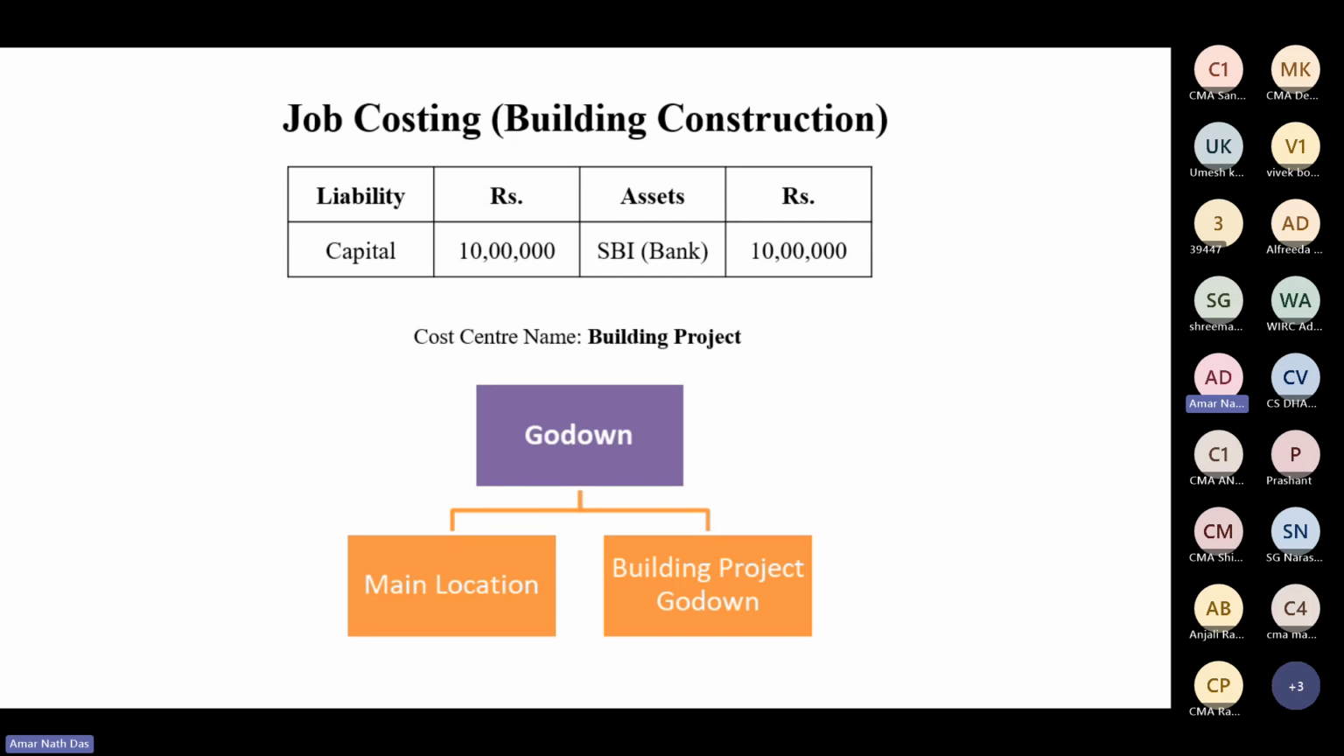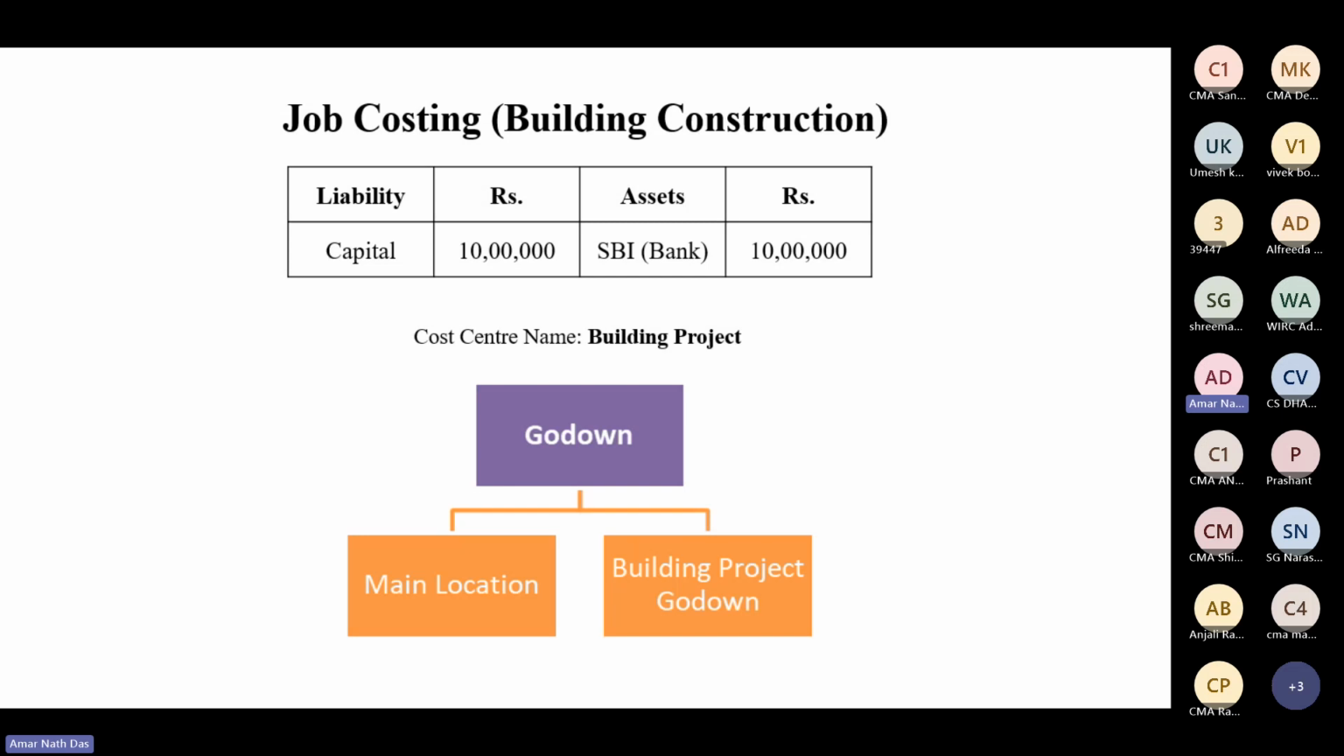This is an example of building construction. This is a new company. We will create the company in the name of Job Costing. The capital is 10 lakhs. SBI is also 10 lakhs. This is the opening balance sheet.